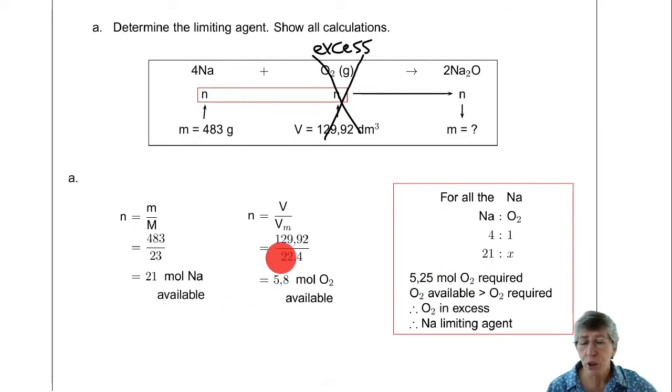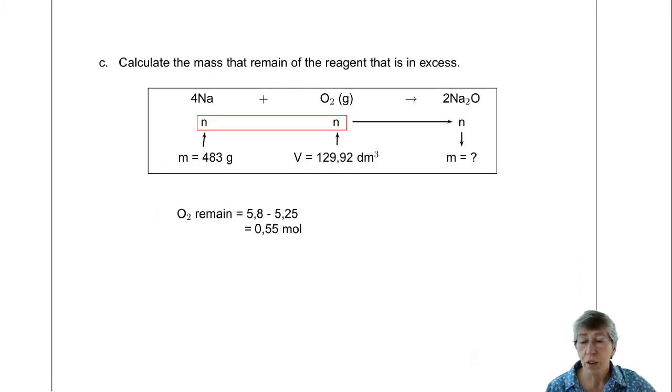So if you take what you've got and you subtract what is going to react, then we're going to end up with the remaining mass. So now we subtract what's reacting from what we had available, and that will tell us how many moles of oxygen remain after this reaction. And then a quick conversion to mass.